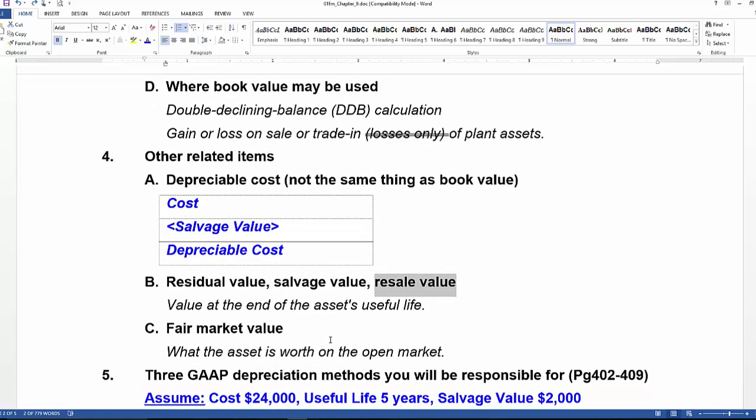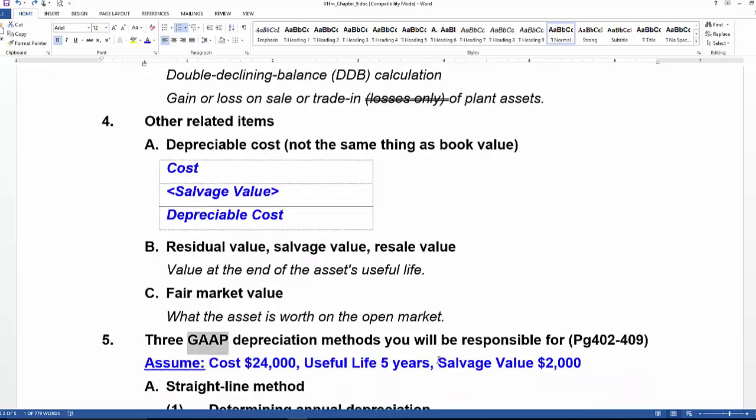There are three depreciation methods you'll be responsible for, and typically only straight line depreciation is considered in accordance with generally accepted accounting principles or GAAP. However, if you can make a case for it, you can use these other two methods that we're going to go over. Let's assume, for illustration purposes, that we have an asset, say equipment, that costs $24,000, has an expected useful life of 5 years, and a salvage value expectation of $2,000.